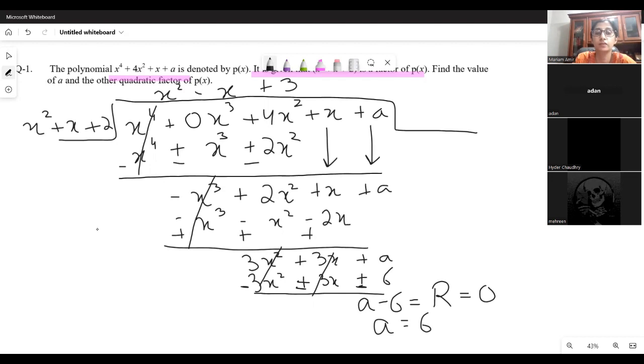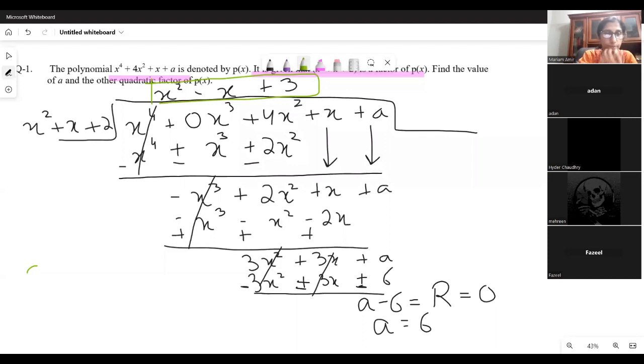Find the other quadratic factor of p(x). What's the other quadratic factor of p(x)? Exactly, this is the other quadratic factor. So the other quadratic factor is x squared minus x plus 3, because both of these multiplied would give you the given expression p(x).